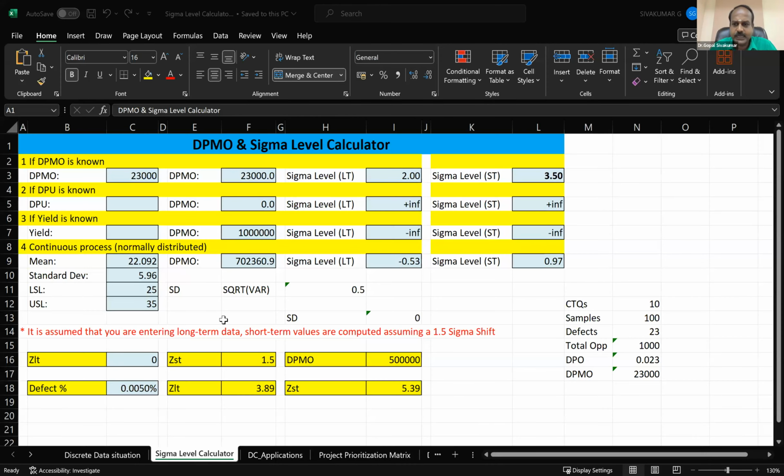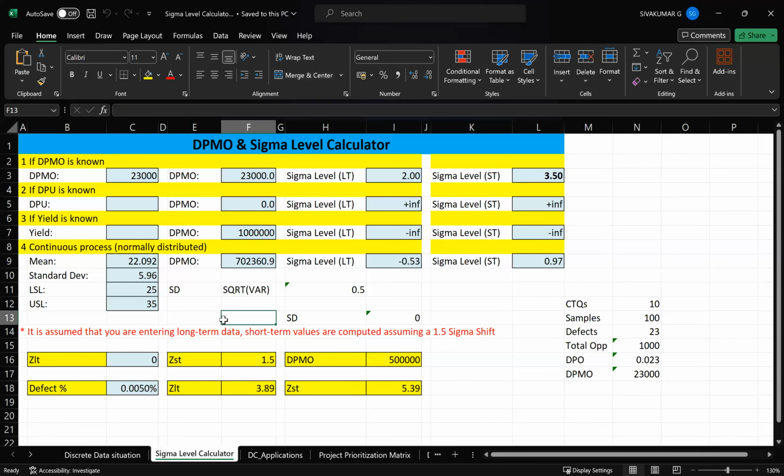True, so all that has to be tackled at the planning level itself. Okay. So now I would like to show you something here. I have already shared this Excel in the chat box. Maybe after the program, I will share it in the WhatsApp group also. You all can have access to it.